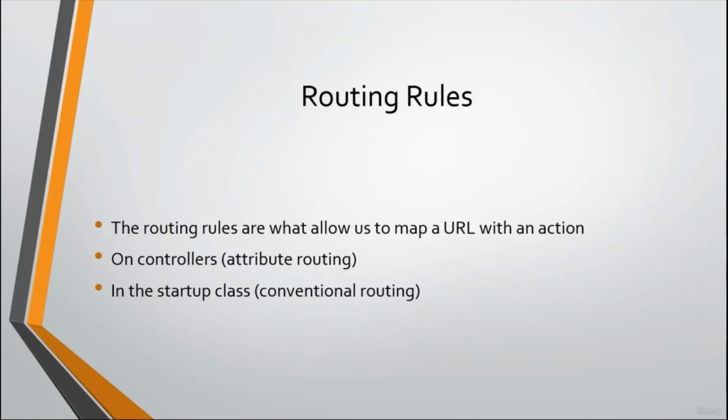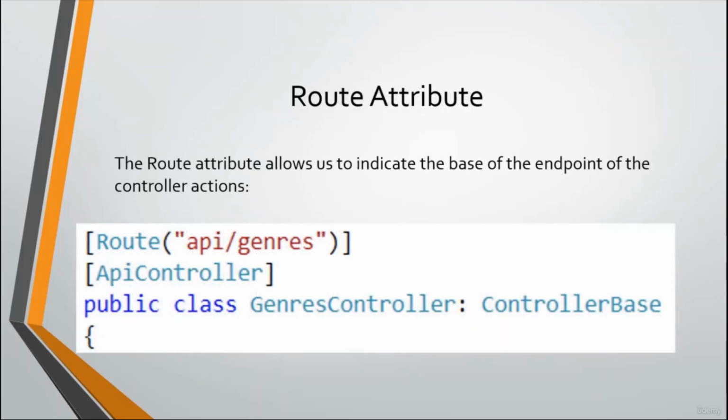The first thing we notice in a controller when we visualize it is the route attribute. The route attribute allows us to indicate the base or prefix of the endpoints of the actions of the controller. This means that by default, all the actions of the controller will have an endpoint that begins with the one indicated in the route attribute. In our case, in the genres controller, that prefix is API/genres.